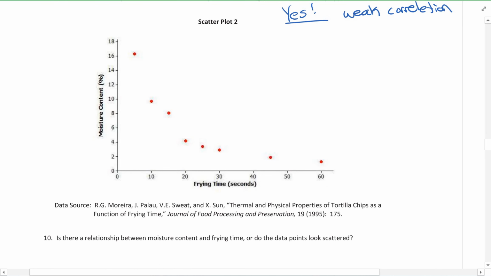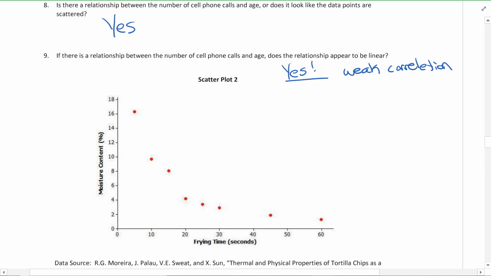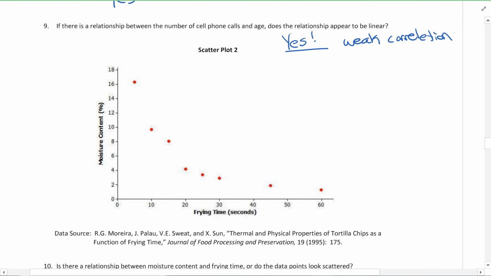Scatter plot 2. Let's look. Now, as we look at this scatter plot, notice how this is different from the rest. It's kind of looping down. It's not really going straight down. It's kind of dropping real fast like a roller coaster and then evening out.